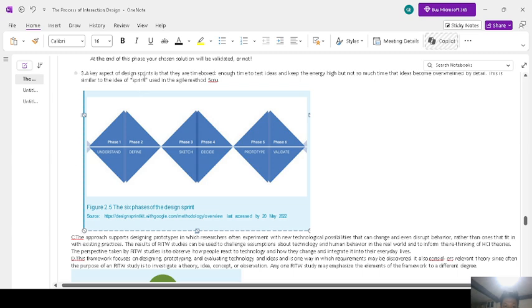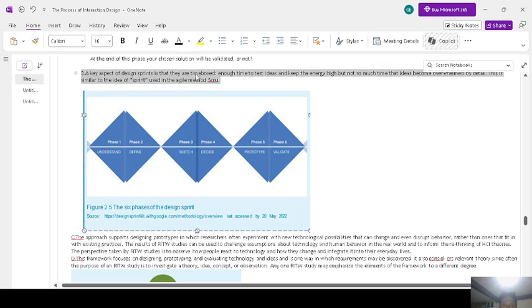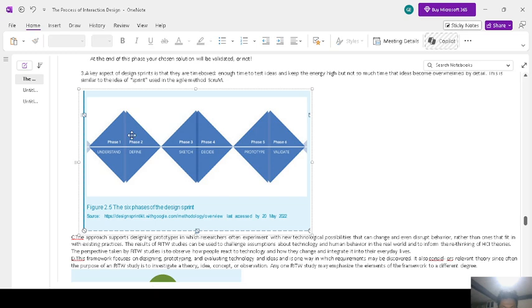The aspect of design sprint is that they are time boxed enough to test ideas and keep the energy high, but also not too high that ideas become overwhelmed by detail. This is similar to the idea of sprint used in the agile method. So here, phase one: understand, the schedule, prototype, validate.